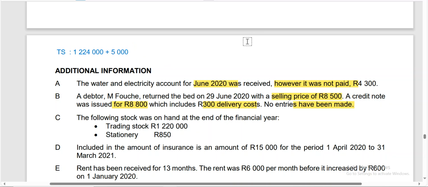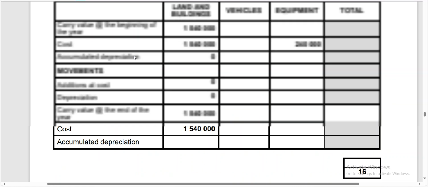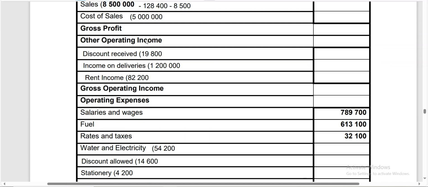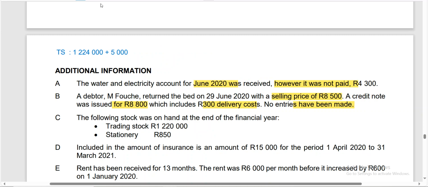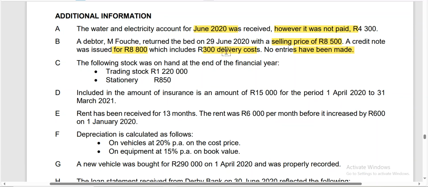Okay, and then here they're telling us that this 5,000 we must subtract from the cost of sales, because remember we said the stock was returned, so it means that cost of sales also has to go down. So we'd say minus that 5,000 also here. Now next we must check the effects of that on the trading stock deficit.